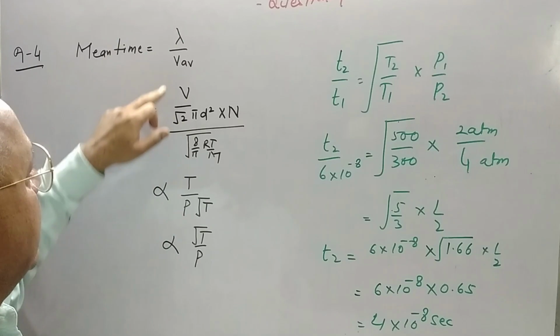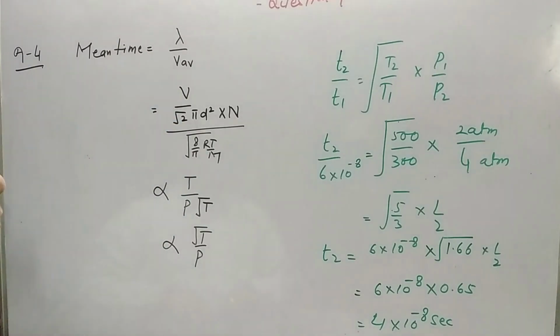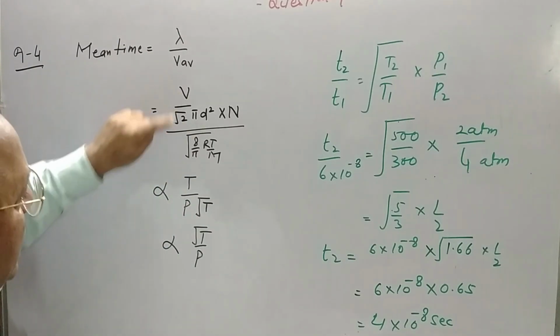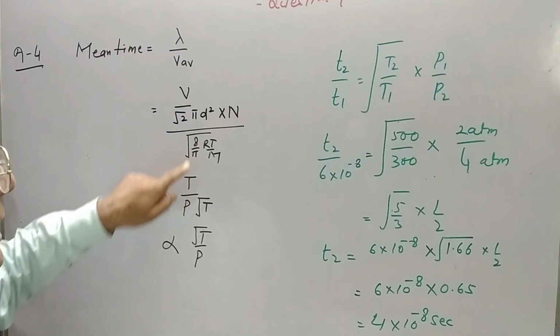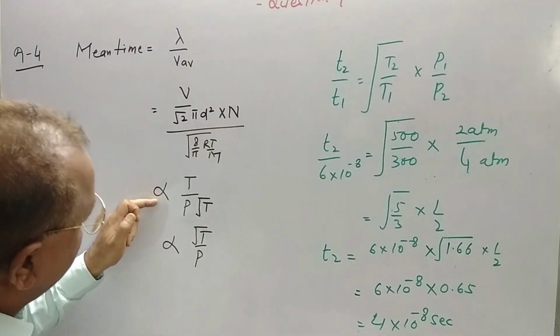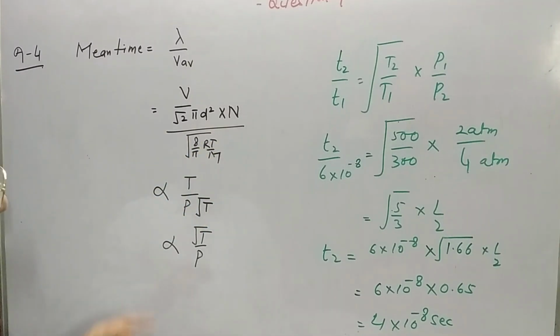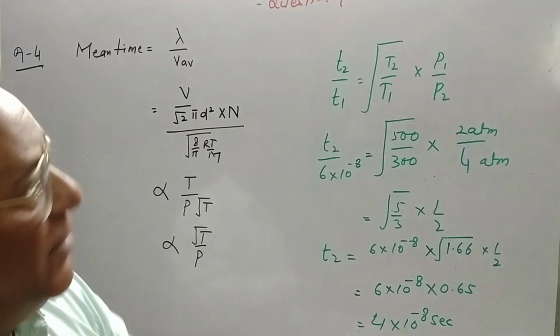So this varies as volume. PV is equal to nRT. Therefore, volume is equal to T divided by P, and under root is here. So I have used the proportionality symbol. So root T by P. This is the variation. Now two sets of values are given to you.